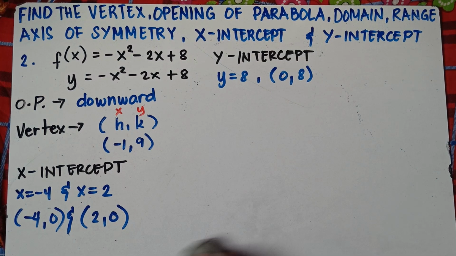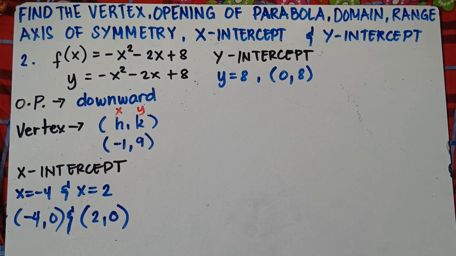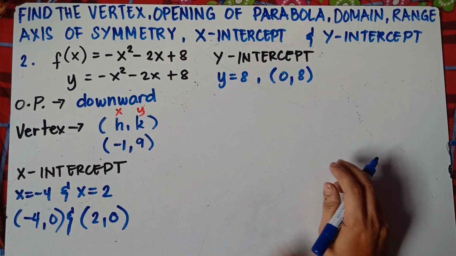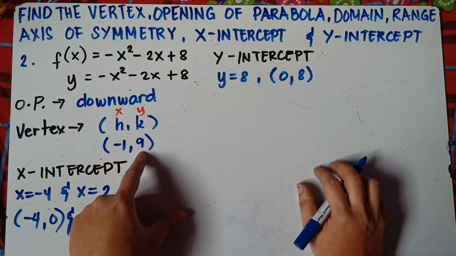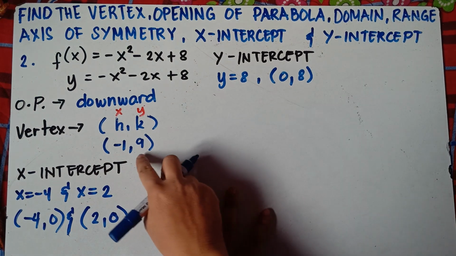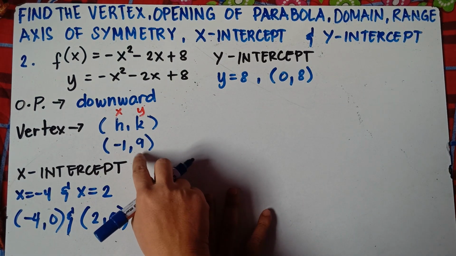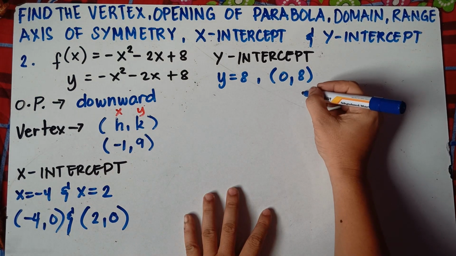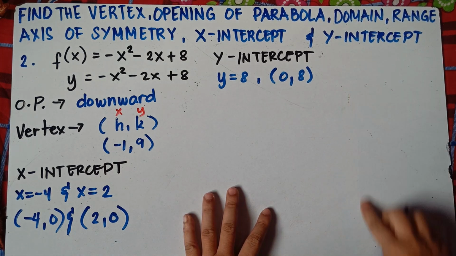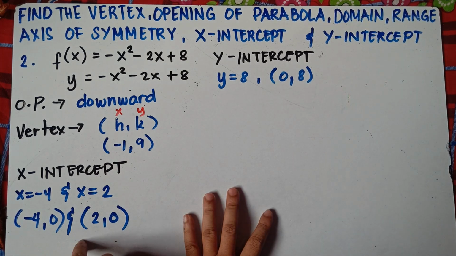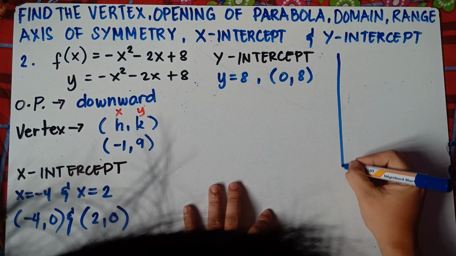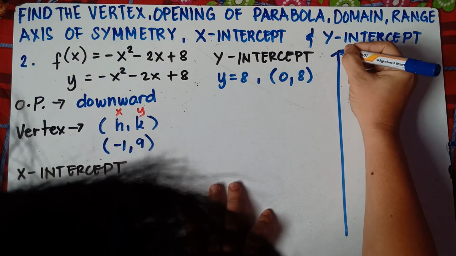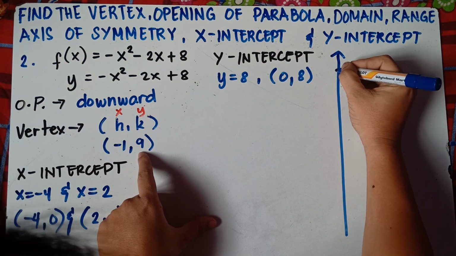So the next step, class, is we need to graph so that we can find the domain and the range. So let's graph. Our vertex is negative 1, then 9. So 9 is y, therefore this is positive 9. So let me graph this one. We don't have enough space for our x. We have negative 4 and positive 2. Let me just write it here. Our highest number for y is 9.